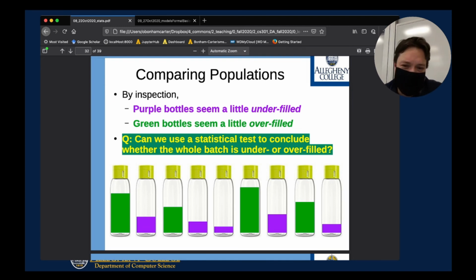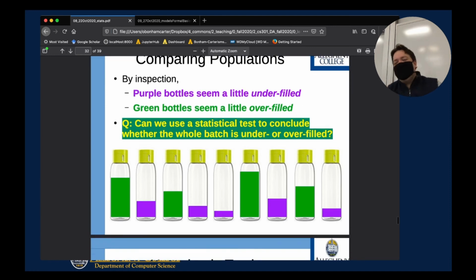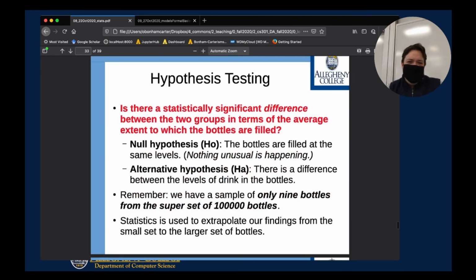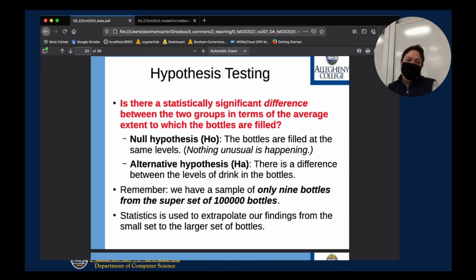Or maybe the green bottles are filled correctly, whereas the purple bottles are underfilled. Either way, we're suggesting that the purple bottles have less liquid in them than the green bottles. So we ask ourselves, how can we actually check to see whether one thing is overfilled and the other thing is underfilled? And so we can use a statistical test.